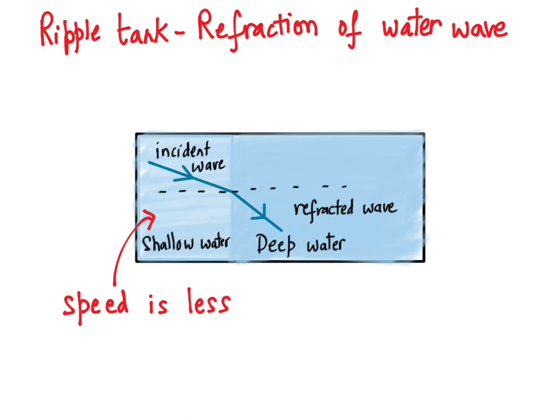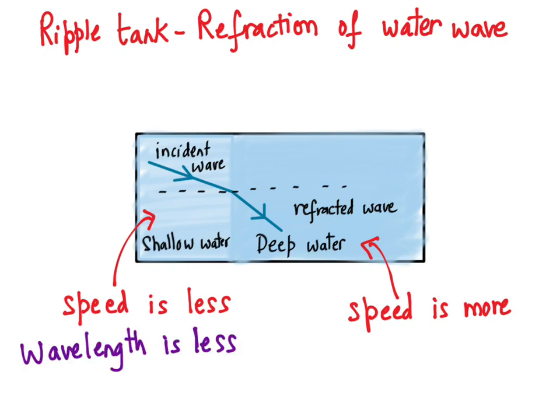In shallow water, we need to remember the speed of water wave will be less, whereas in deep water it travels faster. In deep water, the wave travels faster. So if the speed is less, obviously the distance covered will also be less. Therefore, the wavelength is less in the shallow water. In deep water, the speed is more, so the distance covered will be more, so the wavelength is more.